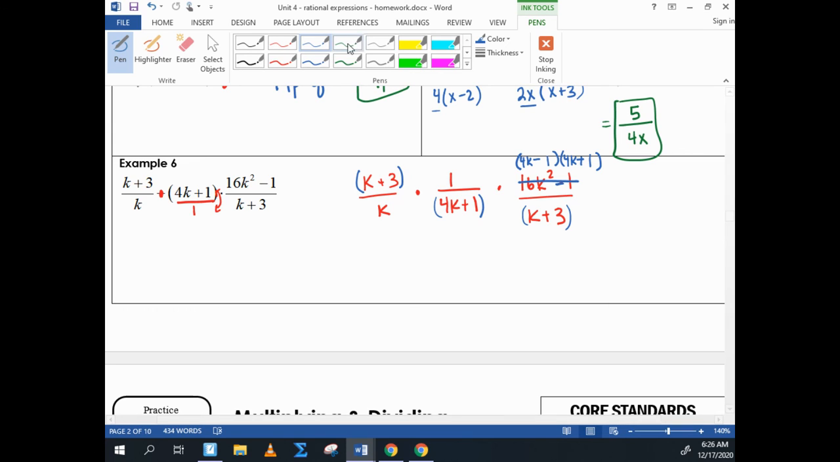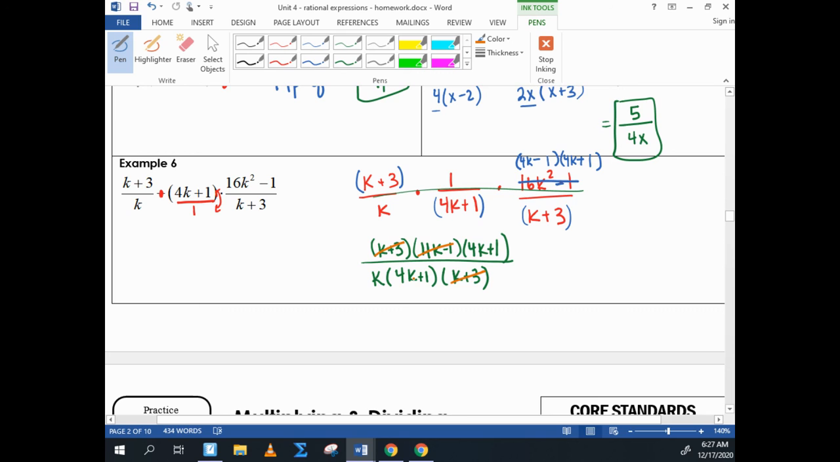All right, so now when we go to multiply them together, let's make one big fraction. We're just going to put everything in the top together. So we've got this k plus 3 times 1, you don't need to write that, times 4k minus 1 times 4k plus 1. That's all in the top. And then in the bottom here, we have this k and a 4k plus 1 and a k plus 3. All right, let's see what cancels here. We've got a k plus 3 in the top, divides with the k plus 3 to make 1.